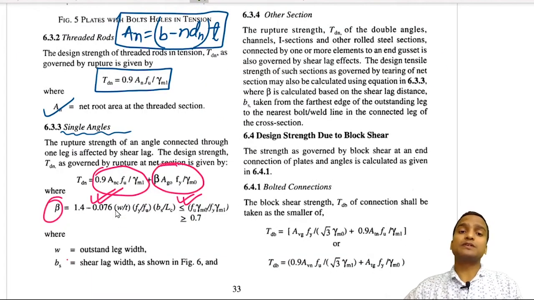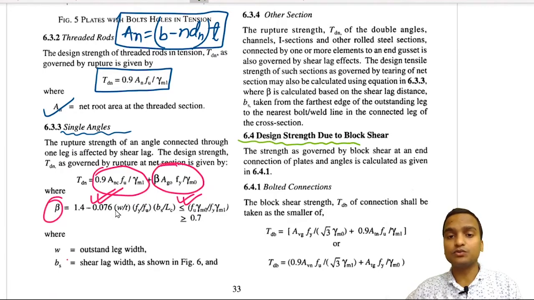Now let us come to section 6.4, and here we will discuss the design strength due to block shear. The strength as governed by block shear at the end connection of plates and angles is calculated as below. So TDB, the block shear strength of the connection, shall be taken as the smaller of two values.